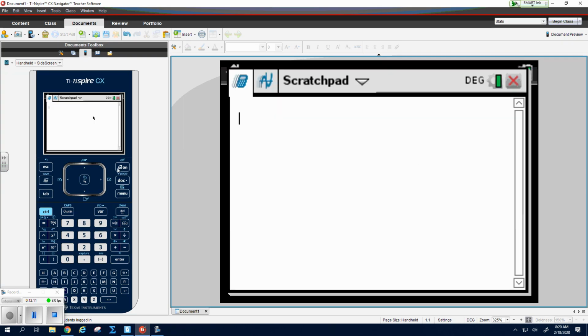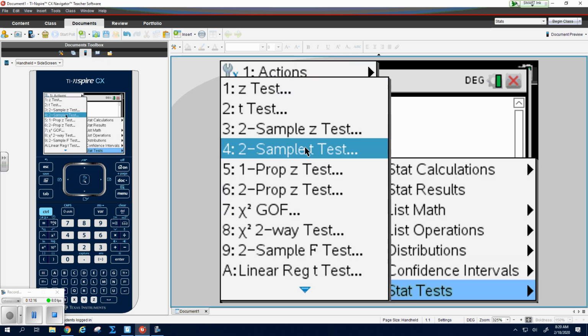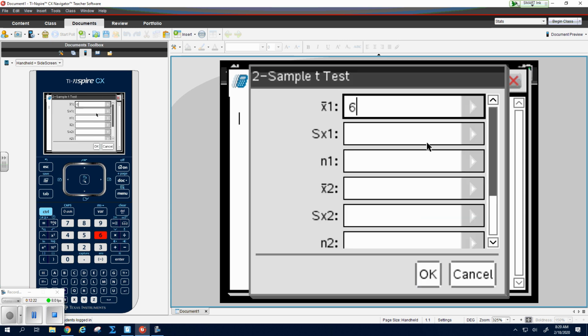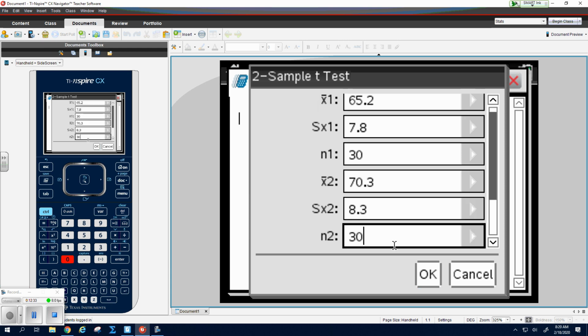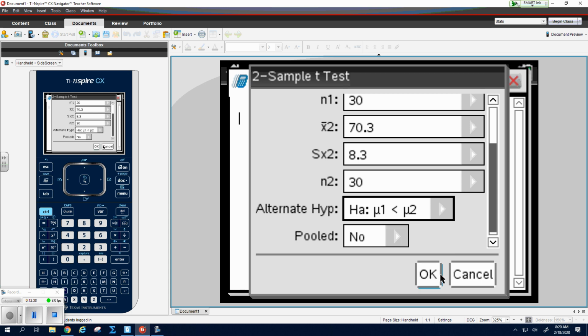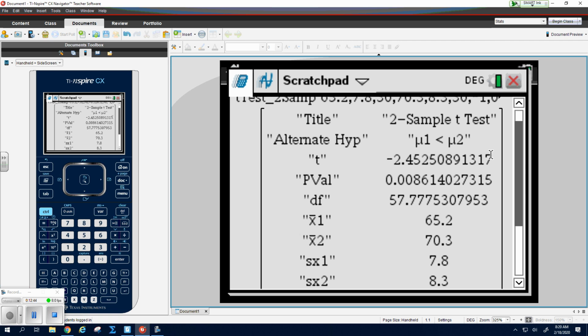So we go to menu, we go to statistics, we go to stat tests. Again, the first 4 are all for means. We want a 2-sample t-test. Plug in the stats again. Change your alternate hypothesis to less than. And we get our p-value. All right, it did give us the same t, so we know we're on the right track. You do need to state your degrees of freedom again, even though it's the same. And then draw your conclusion.